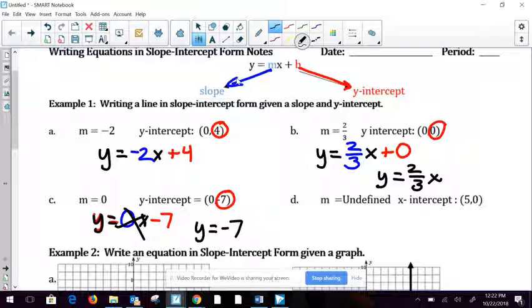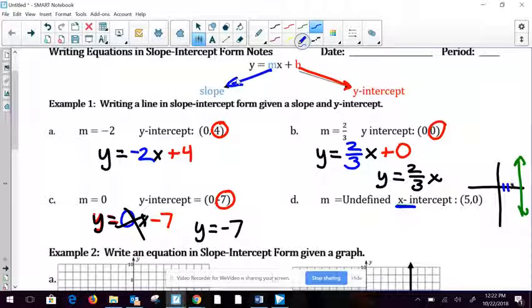Our final problem like this that we're going to go through is our undefined slope. Now this one is a little bit trickier. So basically undefined, if I draw a quick little graph here, is a line that goes straight up and down. So if I think about that line, I know that it goes through this x-intercept. Notice it says x-intercept this time. So an x-intercept at 5.